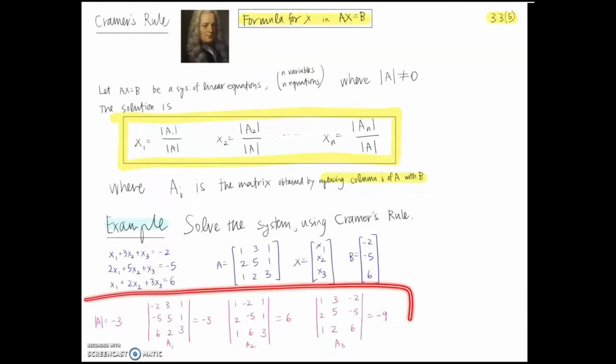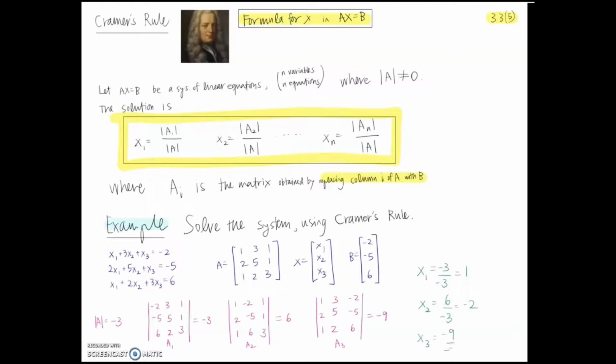I've got my 4 determinants that I'm going to need to use Cramer's rule, and so from here it's just kind of pulling everything out. So x1 should equal the determinant of A1, which is -3, over the determinant of A, which is -3. That equals 1. x2 will be 6 over -3, which is -2, and x3 is -9 over -3, which is 3. So the solution to the whole system is the unique solution 1, -2, 3.